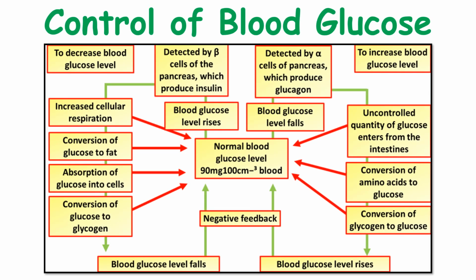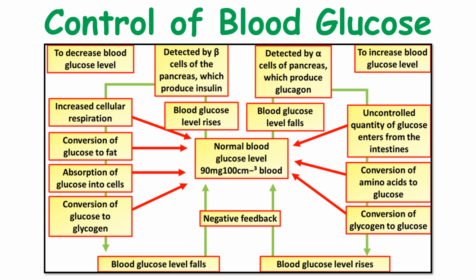So, to summarise the control of blood glucose. Normal blood glucose is about 90 milligrams per 100 centimetre cubed of blood. If the blood glucose level rises, this is detected by the pancreas, which will produce insulin. That insulin will cause the liver to absorb that glucose. That will cause the blood glucose level to fall, which then by the process of negative feedback will stop the pancreas from producing any more insulin.